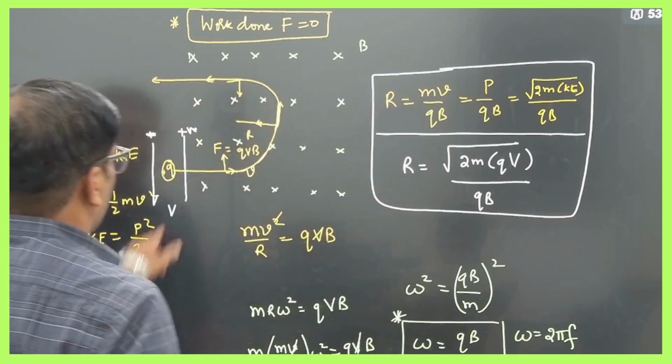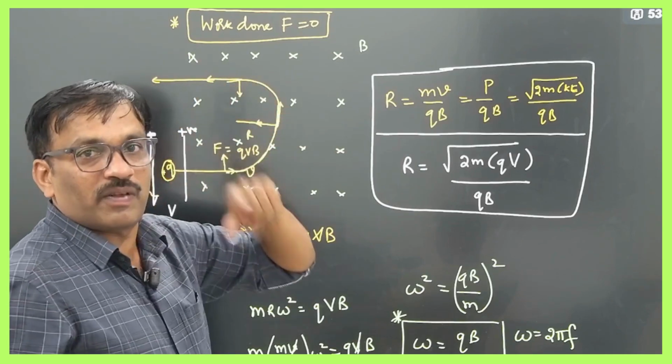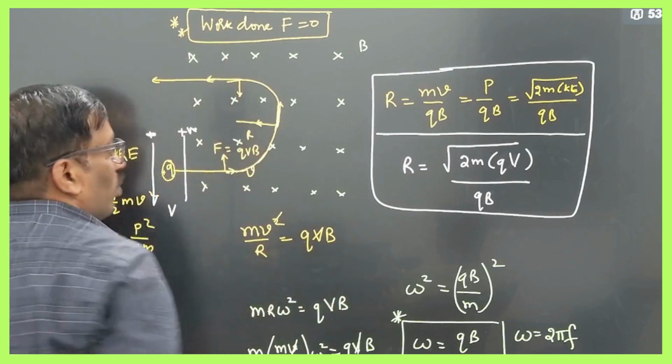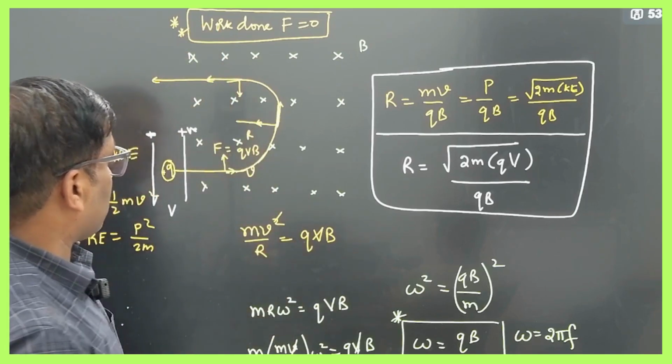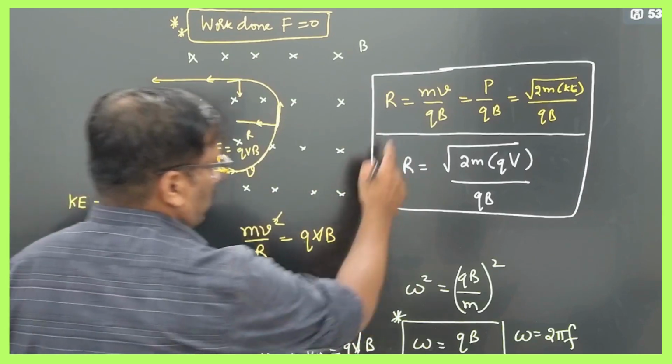That means the speed of the particle, everywhere, will be the same. Why? Because the magnetic force is not doing any work. Clear? So we'll do some questions related to this one. Observe this one more time.